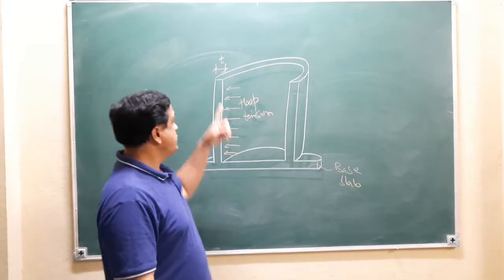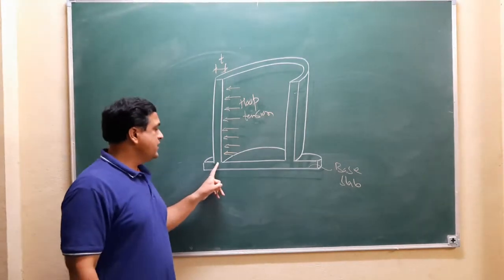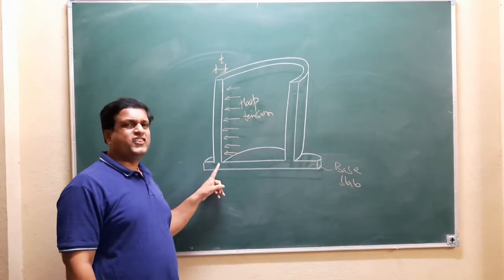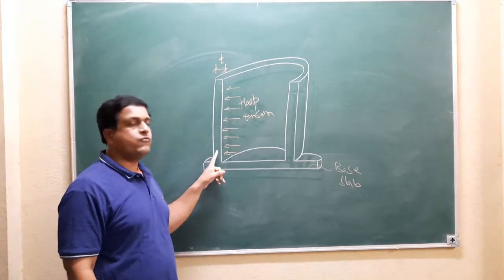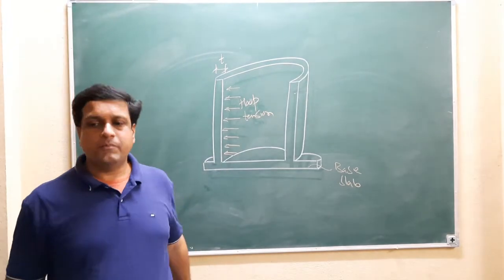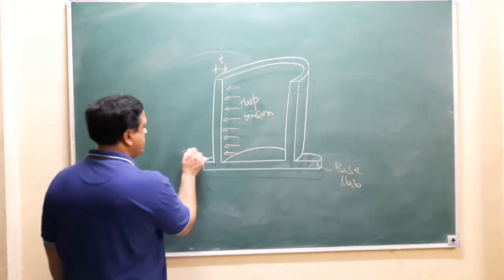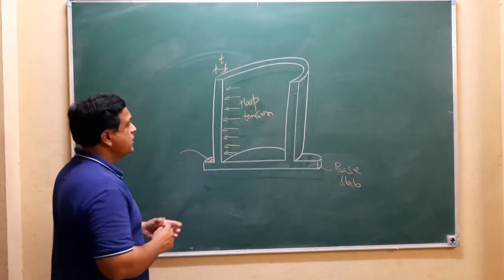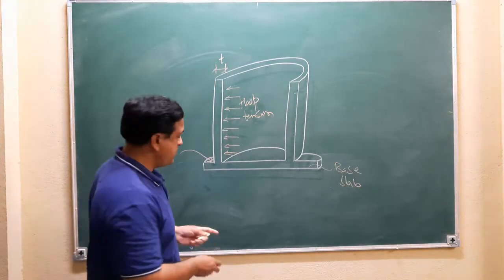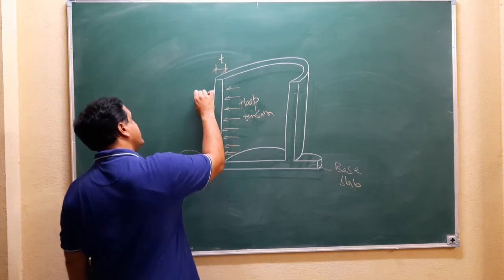But this wall is designed for the hoop tension, as well as, when there is rigidity, when there is fixity between the base slab and wall, at that fixity the bending moment is developed. At this location, due to this pressure, the wall is bound to bend like this.